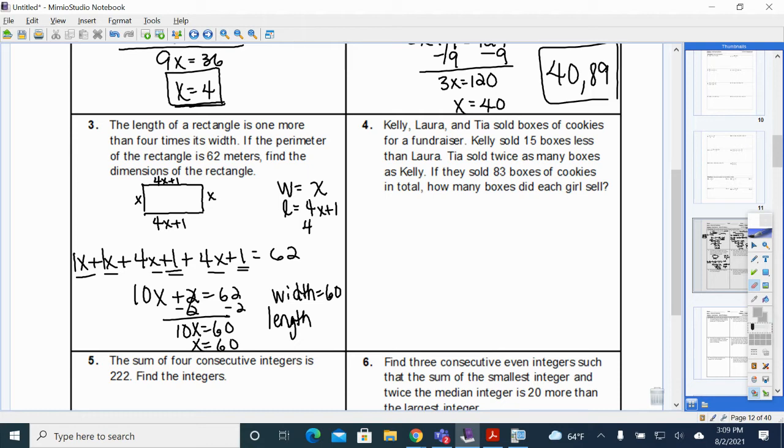Let me erase that. It's not 60. I don't know why I kept the 60. But the width, 60 divided by 10 is 6. So that means my width is 6 meters. And my length would be 4 times 6 plus 1. Well, 4 times 6 is 24, plus 1 is 25.